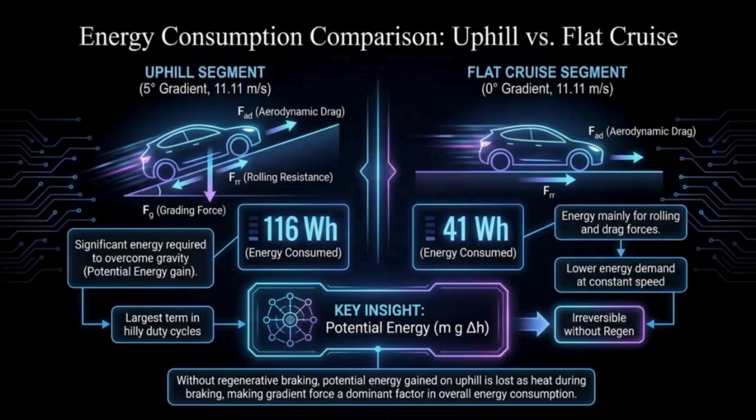Potential energy equals mass multiplied by gravity multiplied by change in height. In equation form, E potential equals m times g times delta h. When the vehicle climbs, this energy is stored as height. Without regenerative braking on the way down, this energy is irreversible and cannot be recovered. In hilly driving cycles, this potential energy term often becomes the largest part of total energy demand. The road angle can dominate the energy budget.